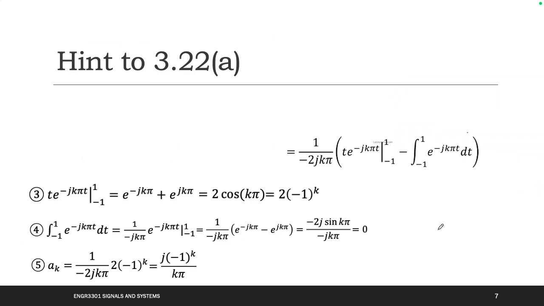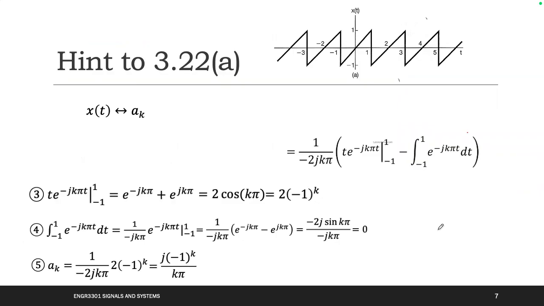Okay, let's talk about this signal xt, and we suppose the AK is the Fs coefficient for xt. Let's try to observe this signal. What's the period? You can know the period from here to here, or from here to here. It's obvious, am I right? The period should be 2, and the A0 should be 0. Yeah, that makes sense to you.